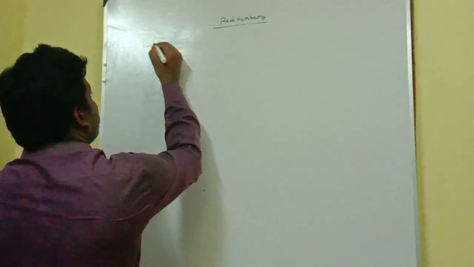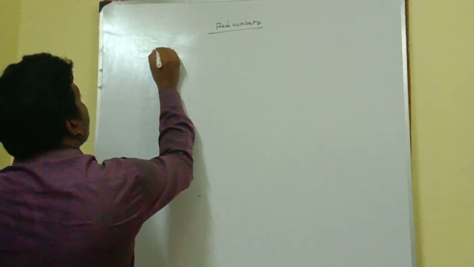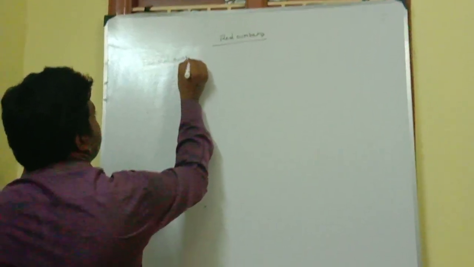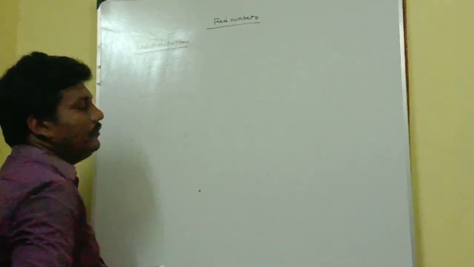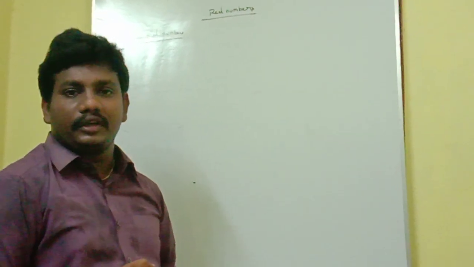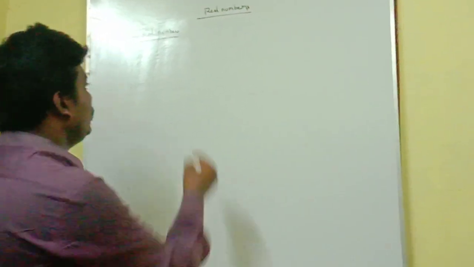We are going to discuss rational numbers. The numbers which can be represented in the form of p by q are known as rational numbers.